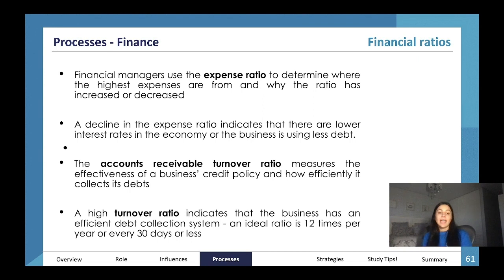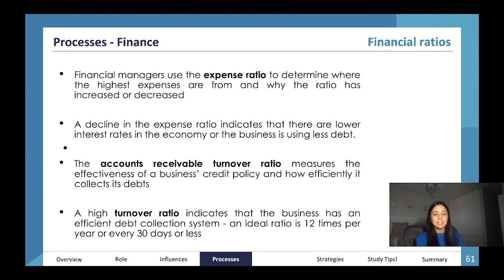Then the account receivable turnover ratio measures the effectiveness of a business's credit policy and how efficiently it's collecting its debt. So a high turnover ratio indicates that the business has an efficient debt collection system. An ideal ratio is 12 times per year or every 30 days or less. If it's more than 30 days, it's not showing that they're very efficient in their turnover collection, which isn't good because their turnover, that's money that they've made that they're just waiting to collect.